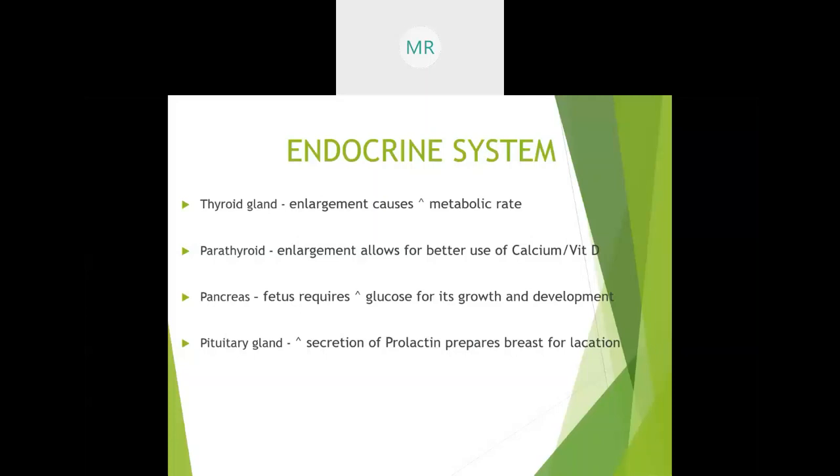Then we have the parathyroid. Parathyroid enlargement allows for better use of calcium and vitamin D. Parathyroid usually has normal levels after birth. And just on a little side note with the parathyroid gland, the peak levels occur between 15 and 35 weeks.